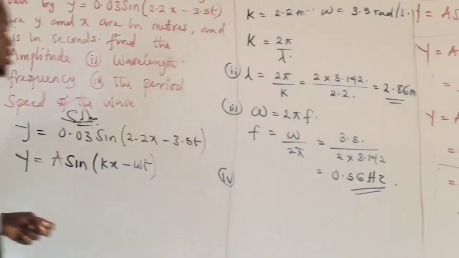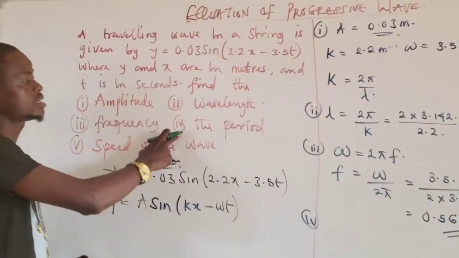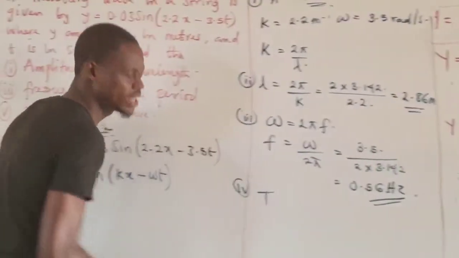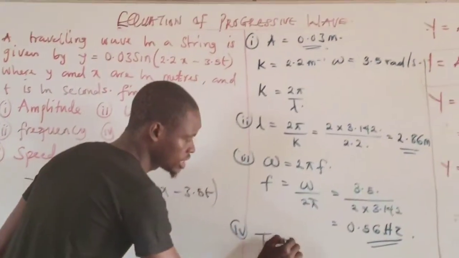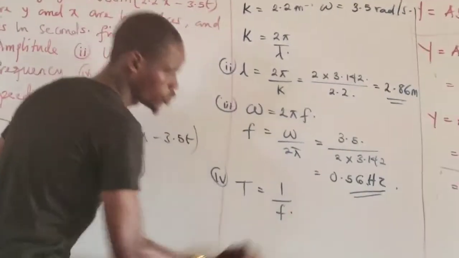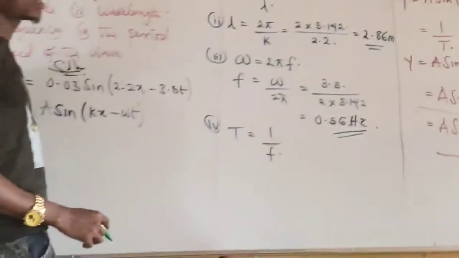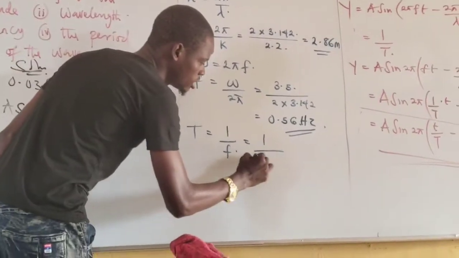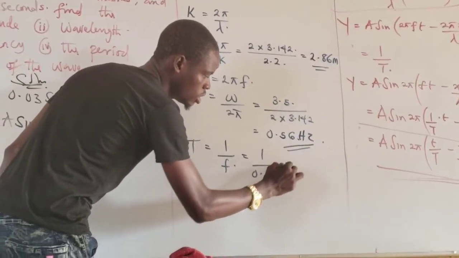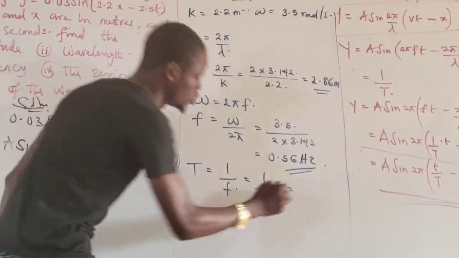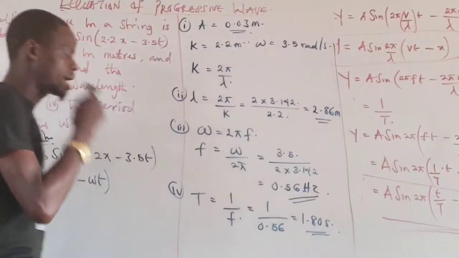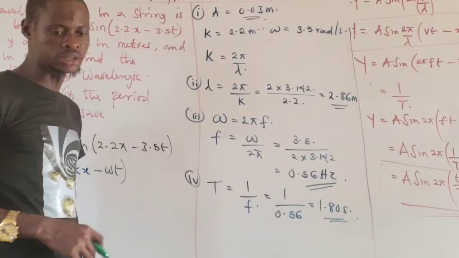Now, the next thing in the list is that we have to find the period of oscillation. Don't forget my period is always related to 1 over frequency. Now, if your period is related to 1 over frequency, then my period can be equal to 1 over 0.56, which can give rise to 1.80 seconds. That is my period of oscillation.